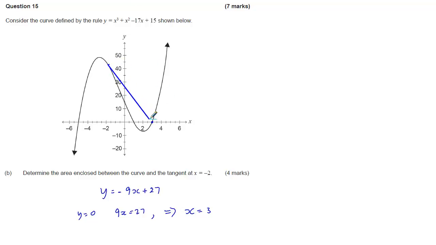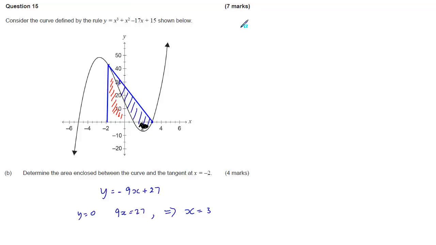So our tangent comes down like this, and the area trapped between the tangent and the curve is going to be this area here. So how are we going to get at that? Well, the triangle here is going to be part of it, and then if we subtract this red bit here, and then we're going to need to add on this part under here.